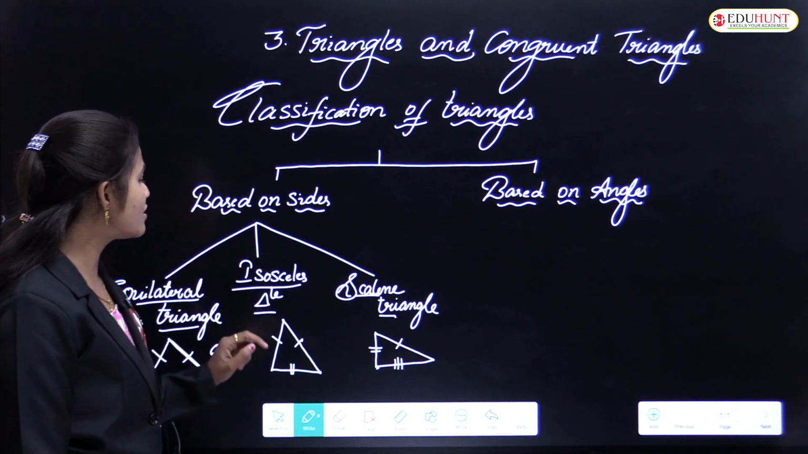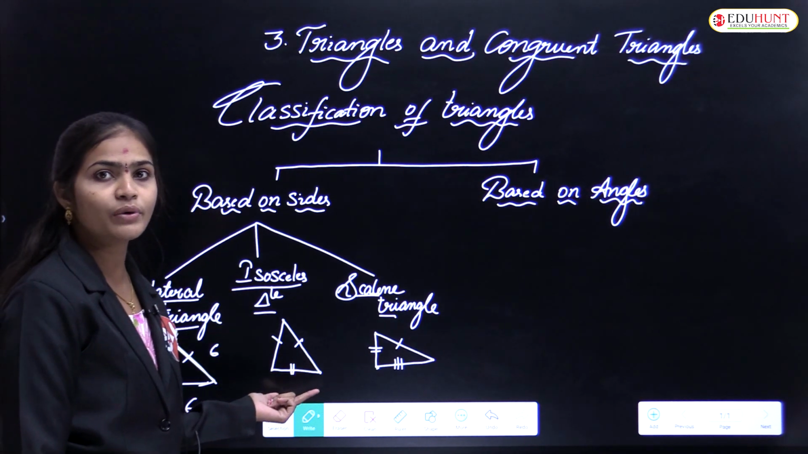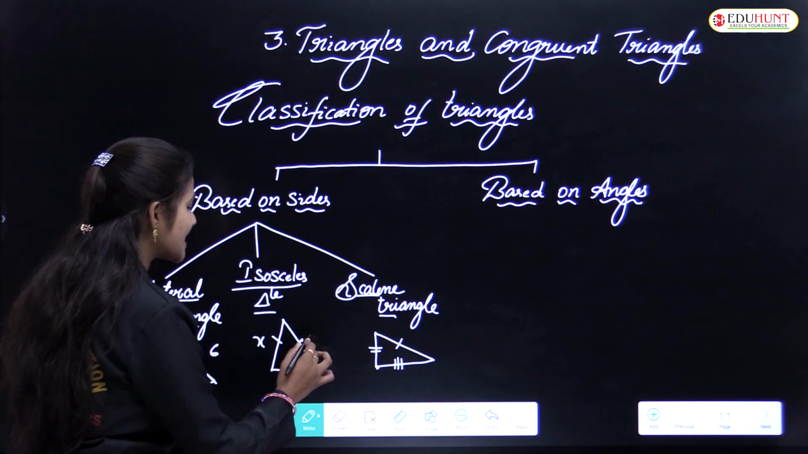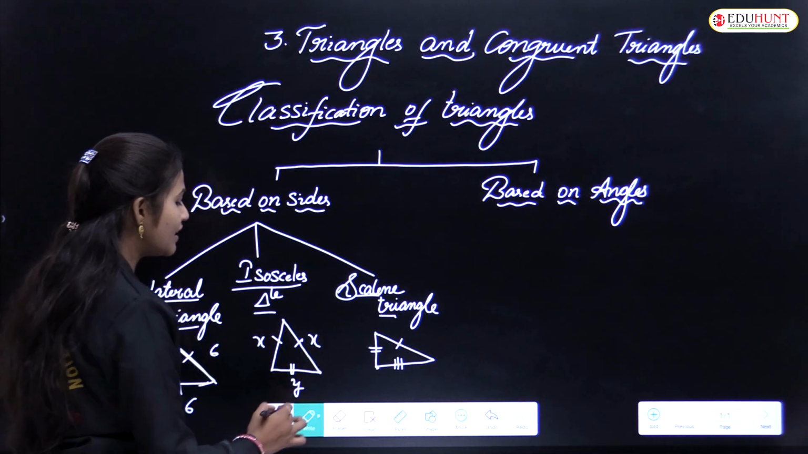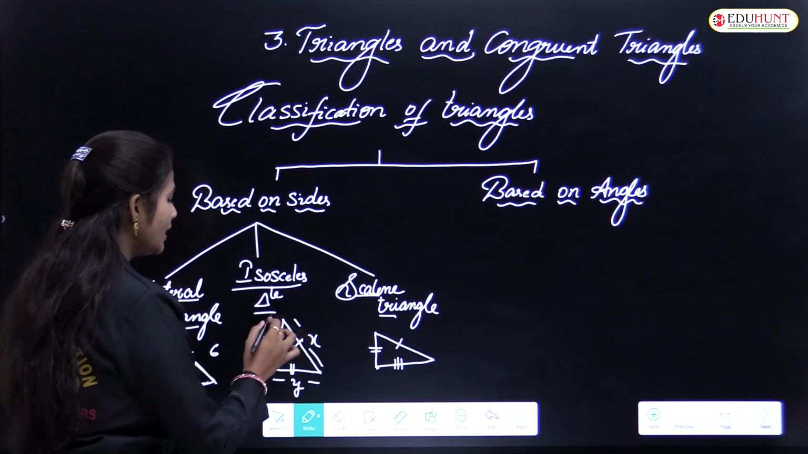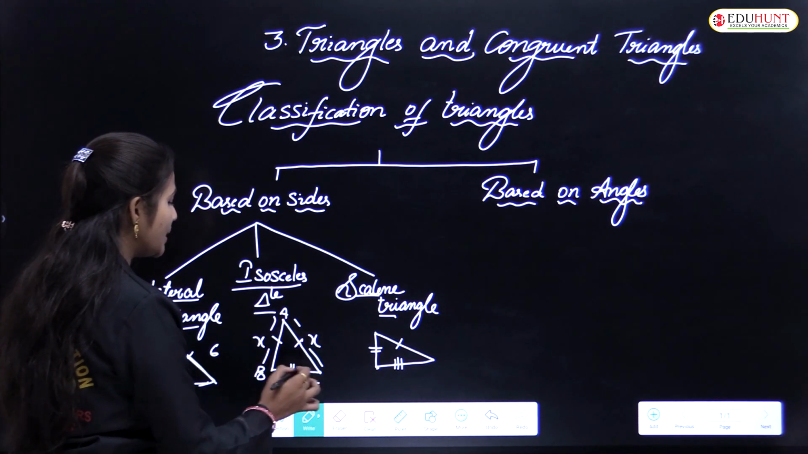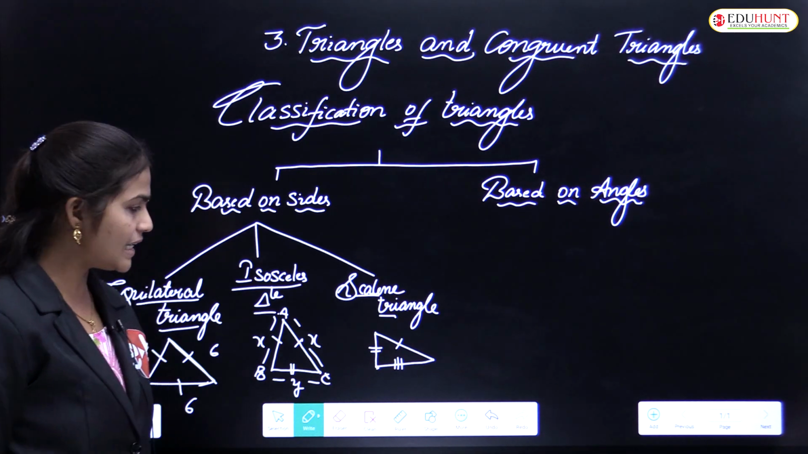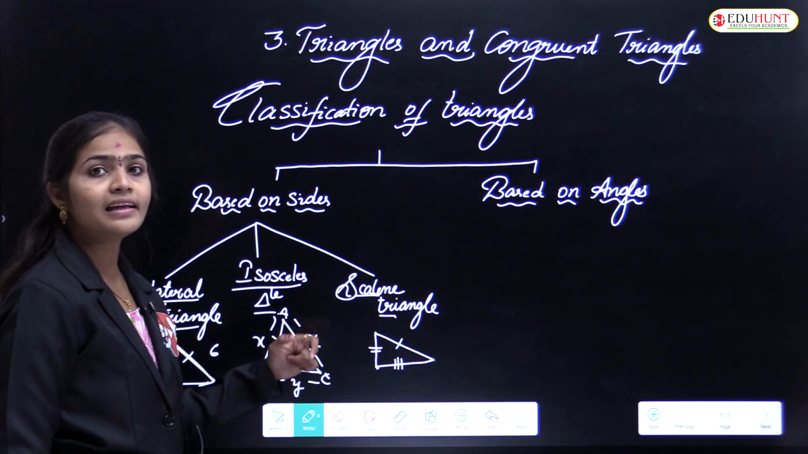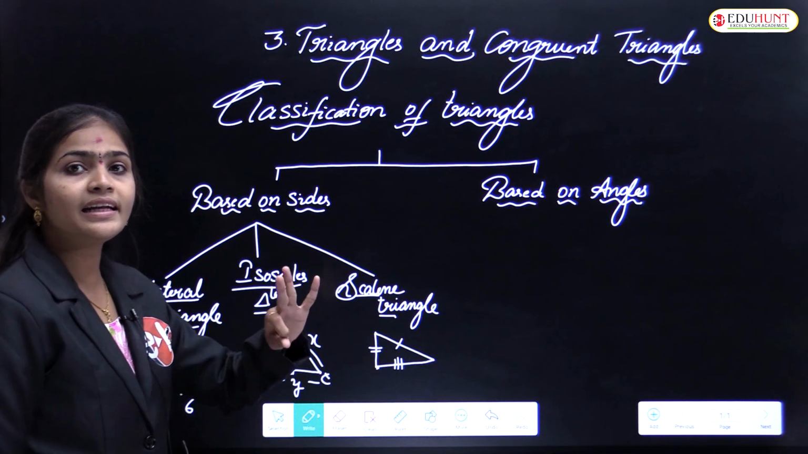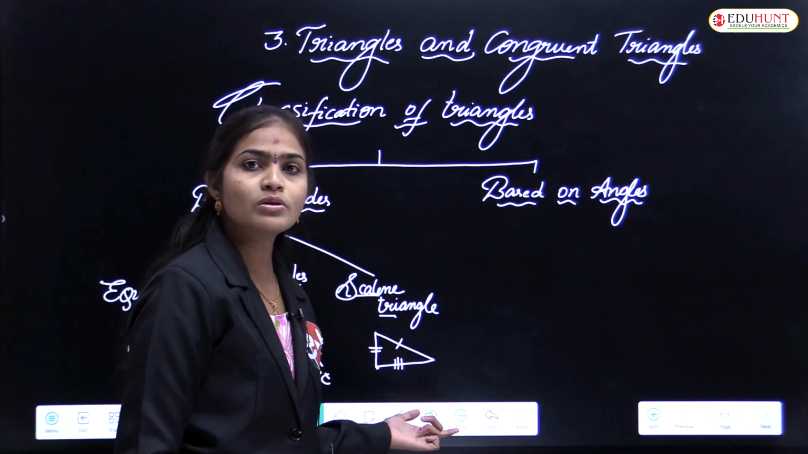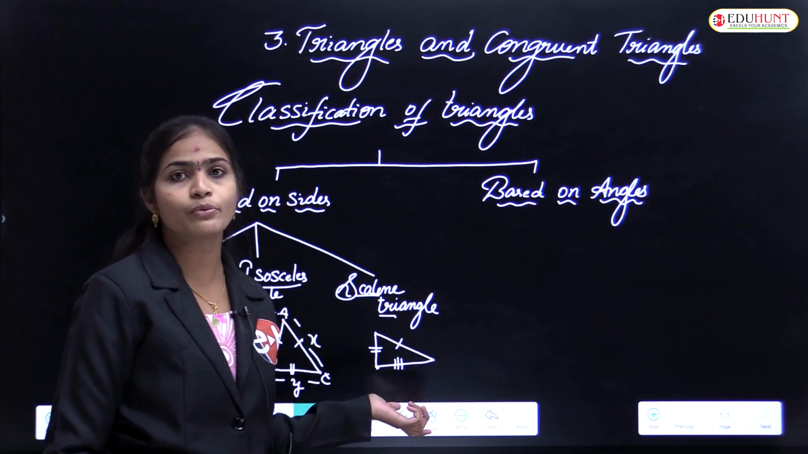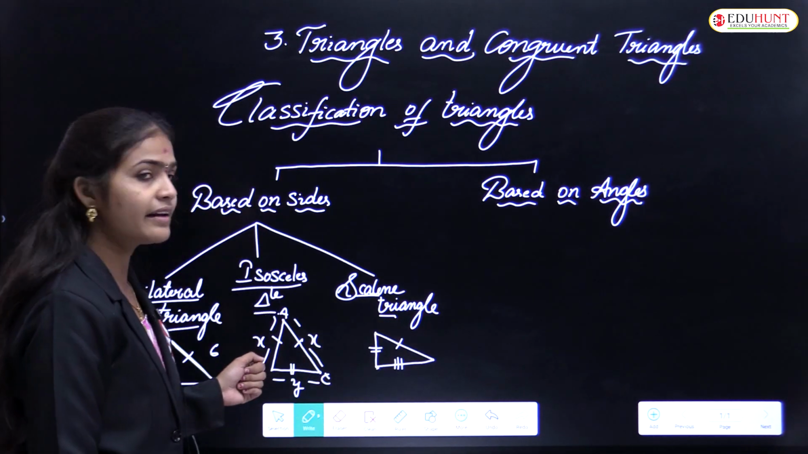Come to isosceles. How many lengths are required? Two different lengths. Why? Because these two have the same length, and this one has a different length. For example, this is triangle ABC, where AB is equal to AC. Come to the scalene triangle. How many measurements are required? Three different measurements. Why? Because no two sides are equal, no? That's why three different measurements are required. Did you understand this?